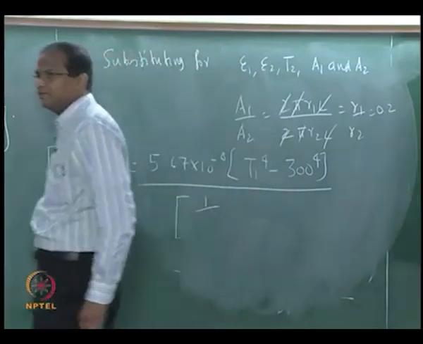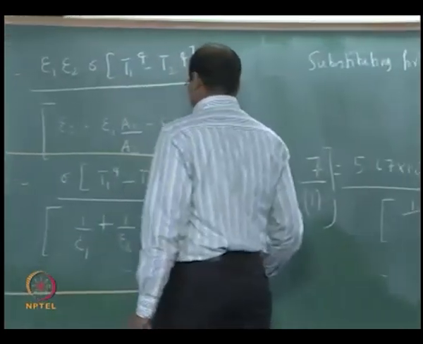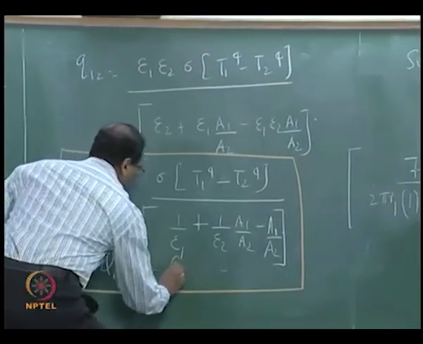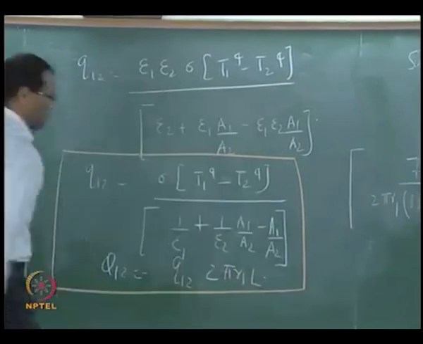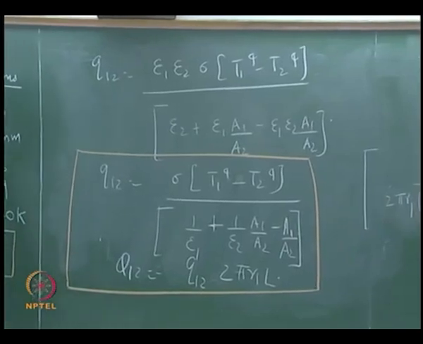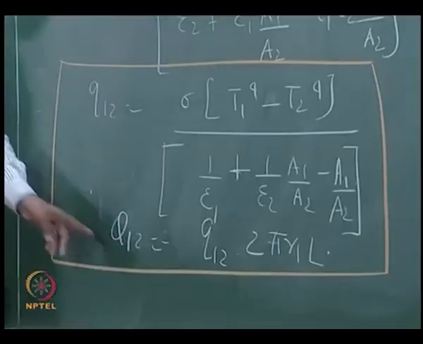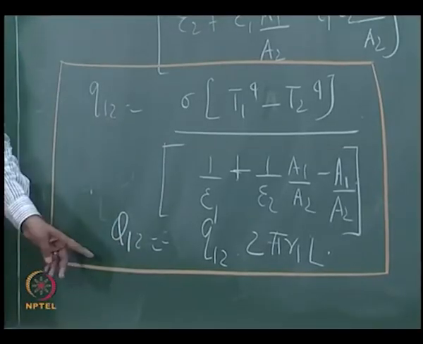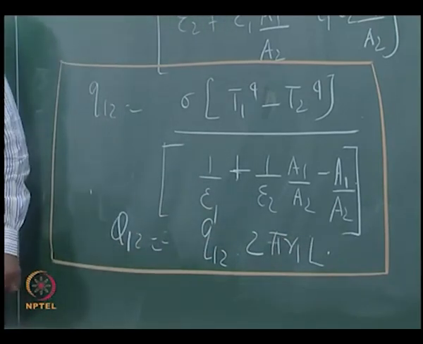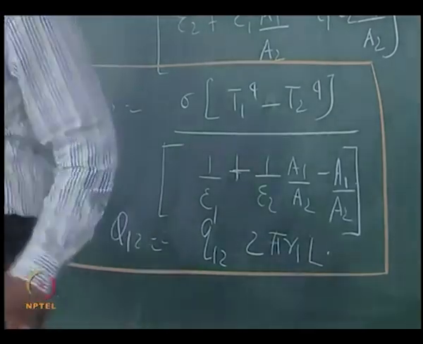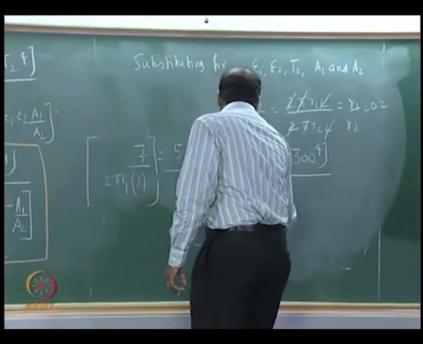Per meter length. No, but this Q is in watts per meter square. Therefore, this is correct. Don't worry about that formula. What I gave you, 7 watts per meter length, means I am saying L is 1. I am not saying R1 is 1, R1 is there. Abhishek, is it okay? Now the 2 pi R1 is correct. Now 1 by epsilon 1 is 0.6, epsilon 2 is 0.9.